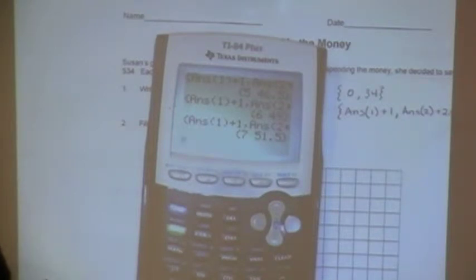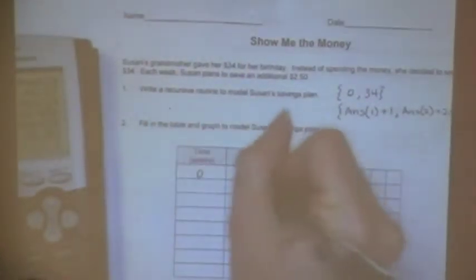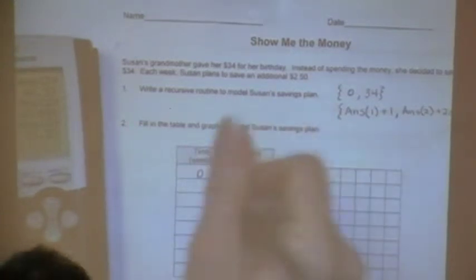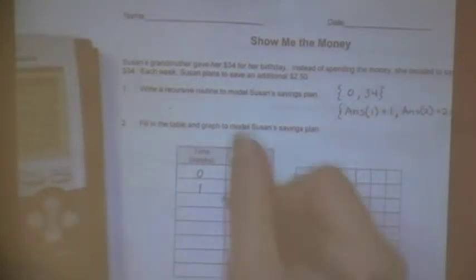You only have to type it once, then every time you hit enter, it automatically just does it again. Okay, so now I can put in my table. I know it was at 0, 34. I'm going to have to back up because I hit enter too many times. Back up to 136.50.